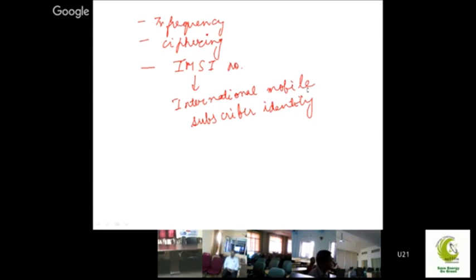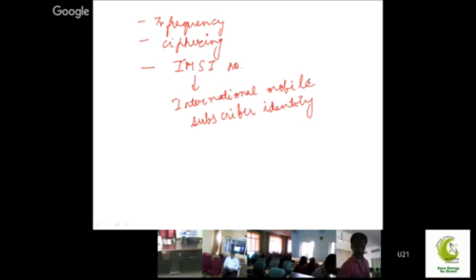Just like a mobile phone has an international identity, that is the IMEI number, our SIM also has an international identity, that is the IMSI number. The IMEI number of a particular phone is unique, and the IMSI number of a particular SIM or user is also unique. It is not like the other person can have my phone number too.